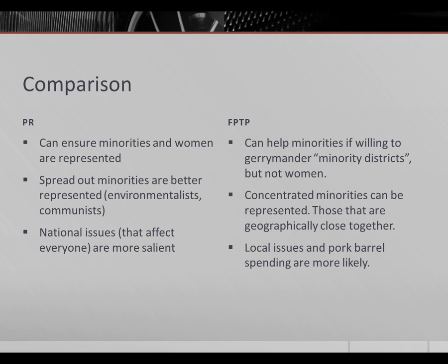In the United States legislature, you don't get many more than 17% women, but you do get a fairly proportional number of African Americans, for example. Concentrated minorities can be represented. We talked about that. Those that are geographically close together. So, for instance, Mormons are fairly proportionally represented in the United States House because many of them live in geographically concentrated areas. And finally, local issues and pork barrel spending are going to be more likely because, again, you have to satisfy district interests in order to get national legislation passed. So sometimes you have to negotiate by giving away favors to local groups and local districts in order to make sure that party interests get served.